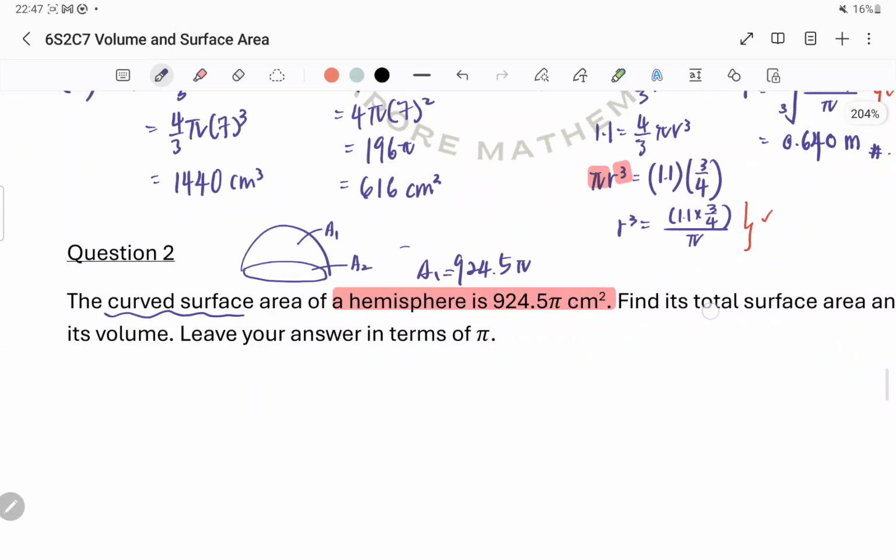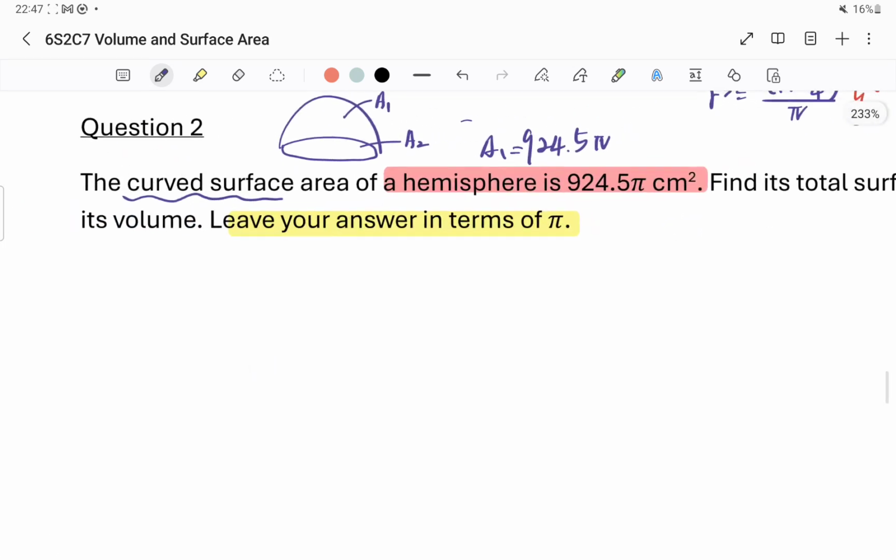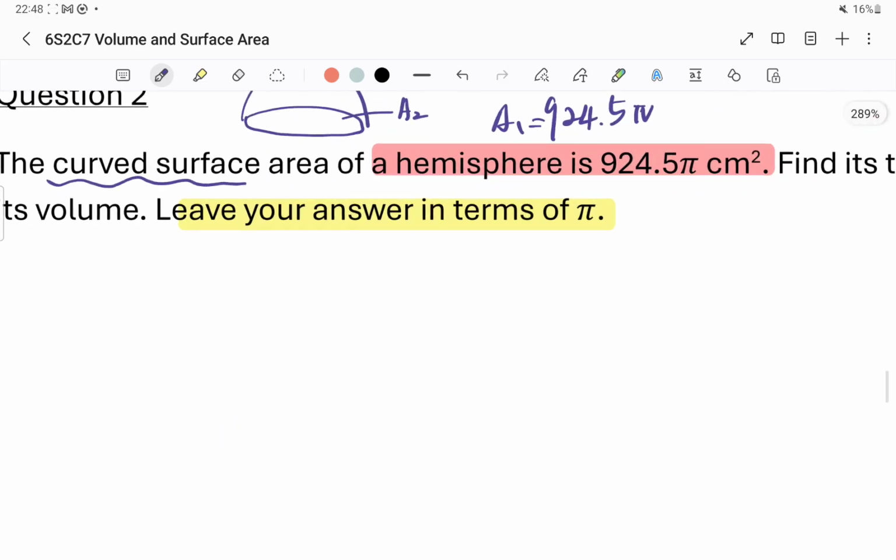Then the question asks you to find the total surface area and the volume, leaving your answer in pi. So remember, leave your answer in pi. Don't take away the pi. Don't put it in your calculator and press the decimal. Just do the one with the pi. First thing first, if you want to find the total surface area and the volume, you need to find the radius of the sphere. Since they tell you that the curved surface area is 924.5 pi, in this case you need to use this to find out your radius.